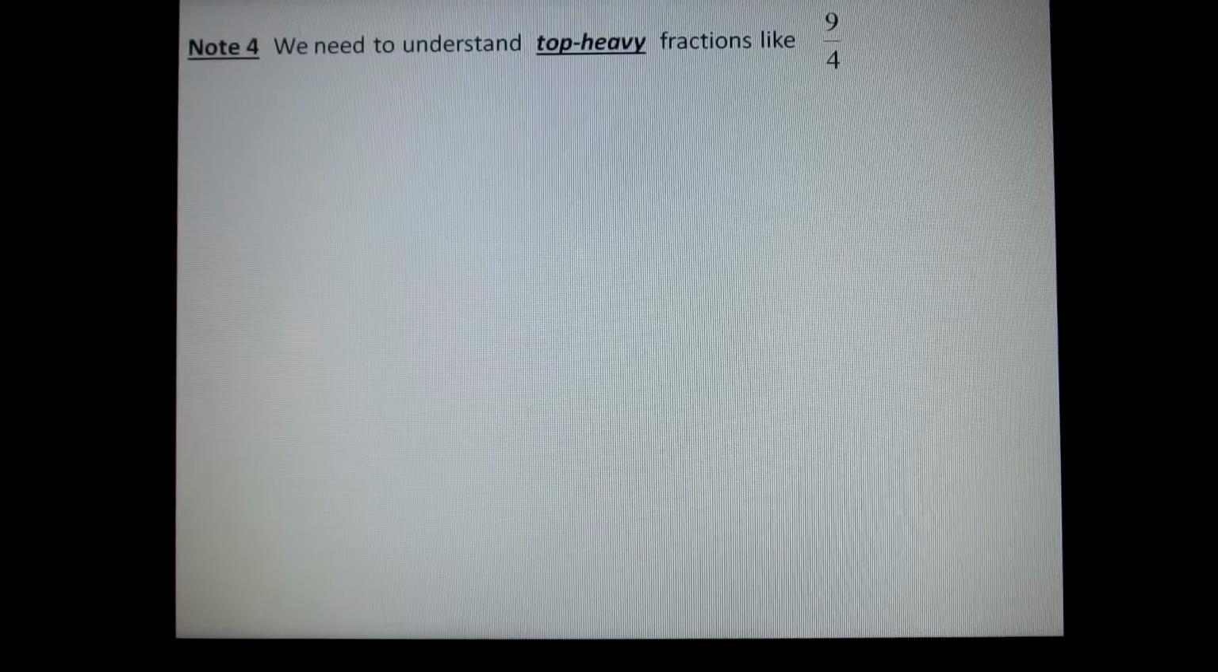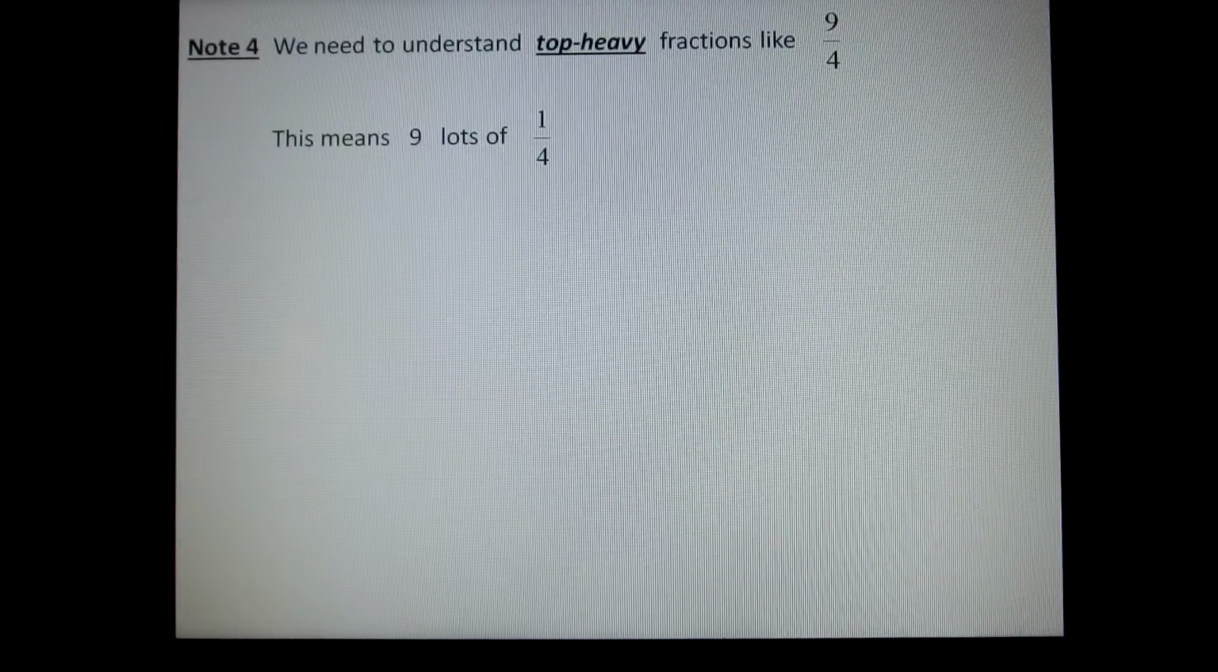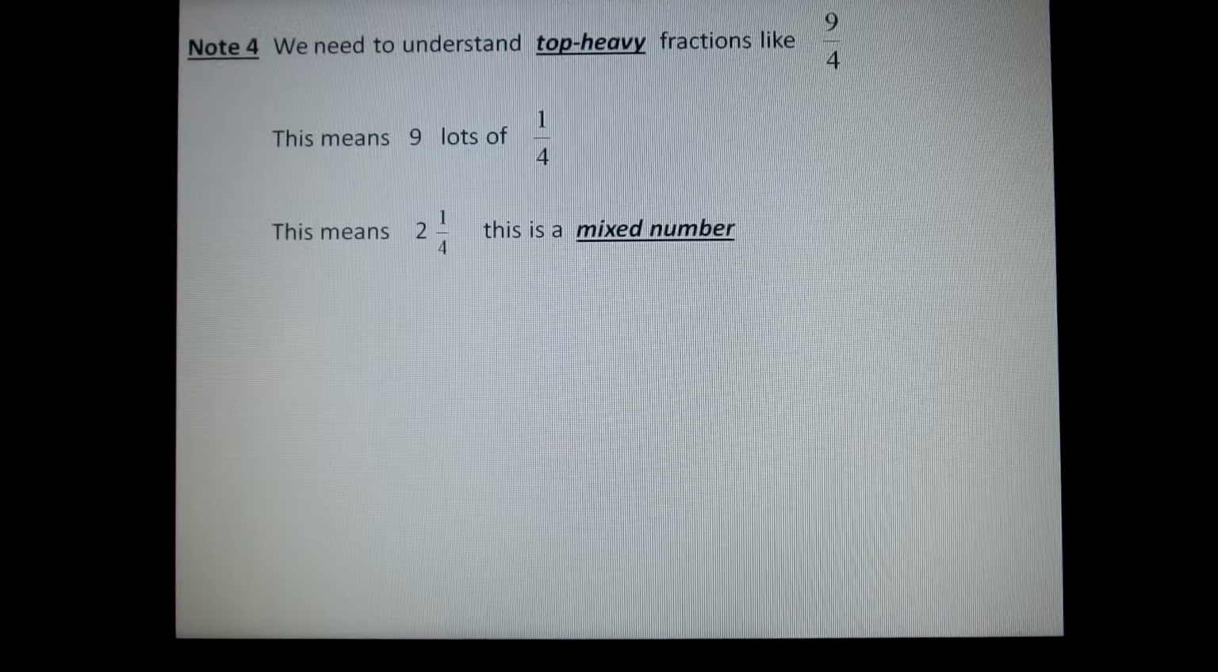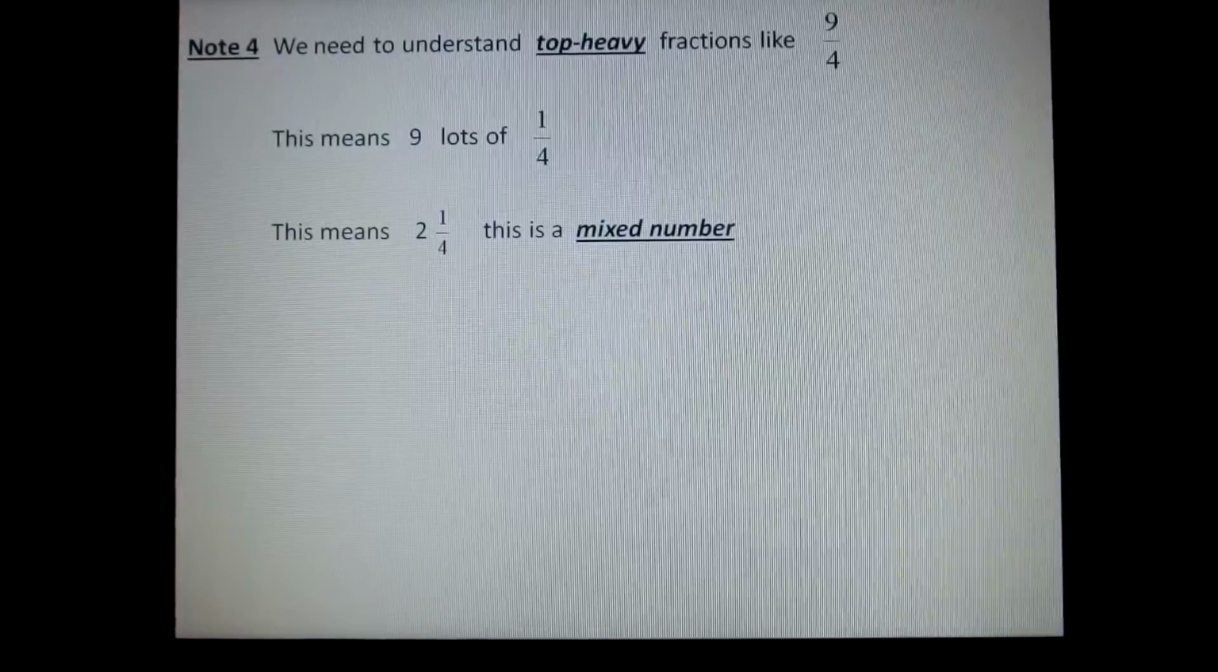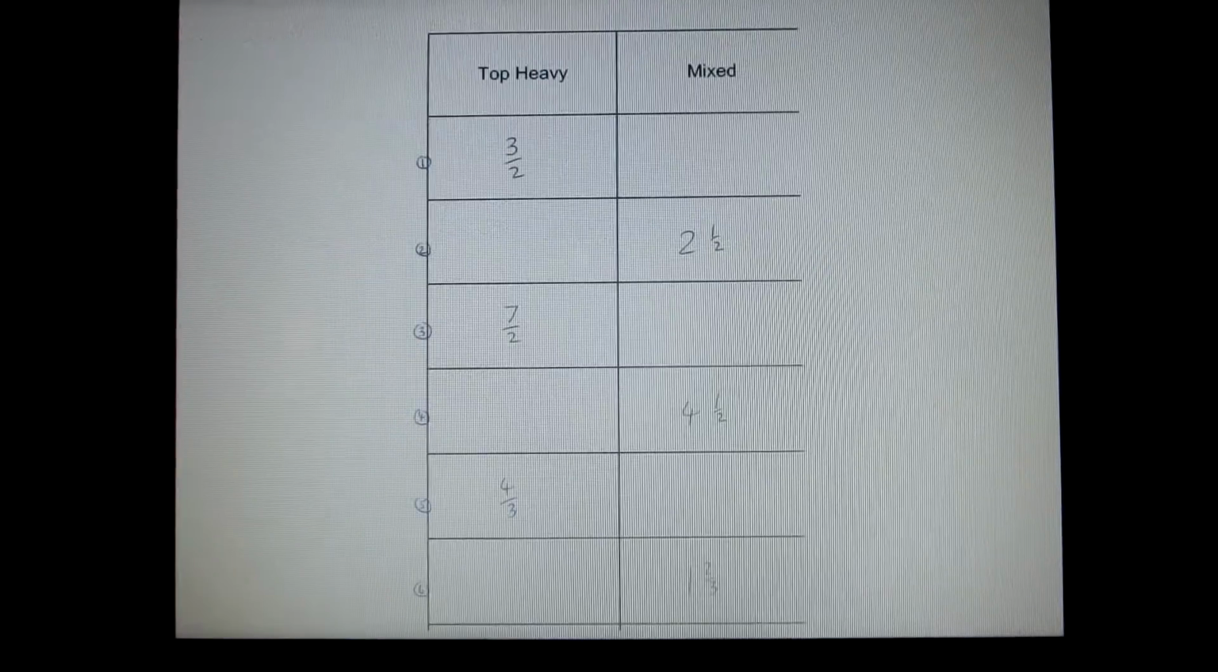Top heavy fractions, that's 9/4. So that's 9 lots of a quarter. So it's 2 1/4. So that's a top-heavy fraction there. This is a mixed number.